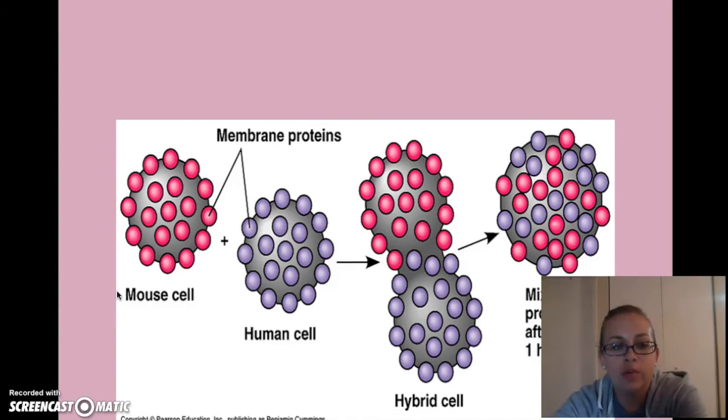The other example was a cell fusion study. Here, a very basic example is a mouse cell and a human cell with different colors to represent the different types of proteins within the membranes. If you look at this under a microscope, what you would expect if the membrane proteins didn't move is that this half of the cell would be purple and this half would stay pink. But actually what happens is the proteins mix, and this is what you would actually see after about an hour.